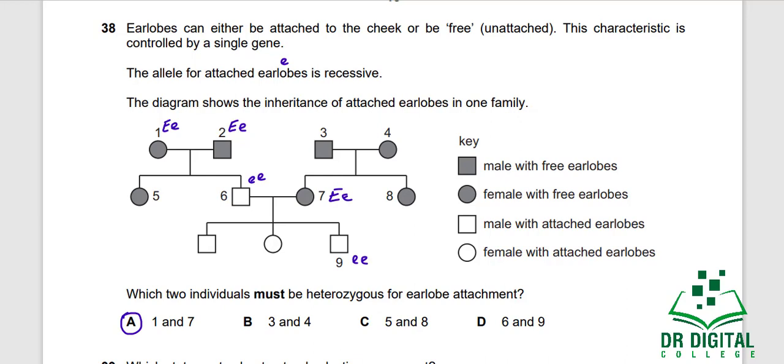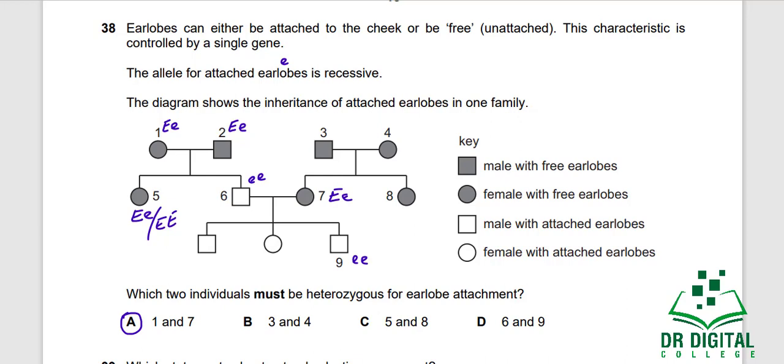3 can be heterozygous. We do not know about 3. It can be heterozygous, it can be homozygous. Similarly, 4 can be homozygous or heterozygous because the offspring are not known. We do not know whether 8 is capital E capital E or capital E small e. So we cannot say it. So is C, 5 and 8? 5 is not necessarily heterozygous. It can be capital E small e or capital E capital E. It can be any one of them.